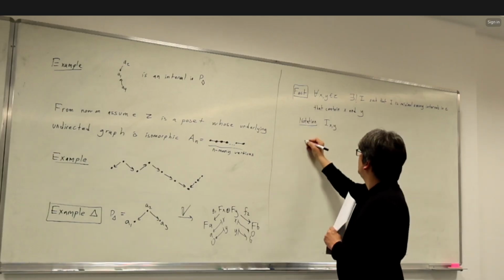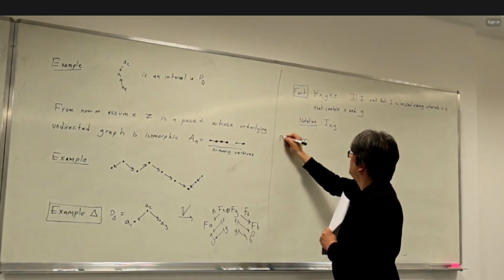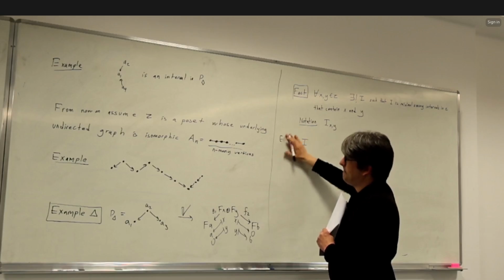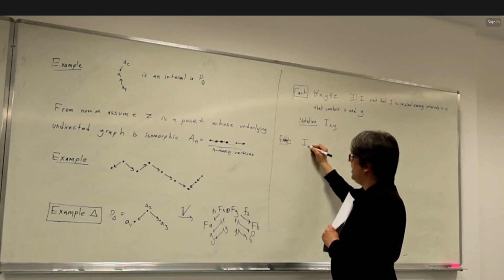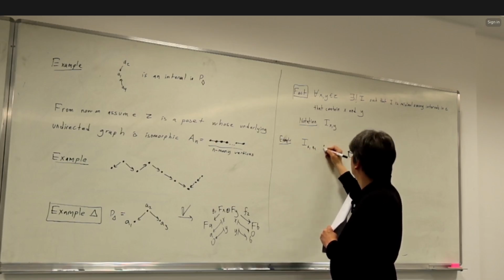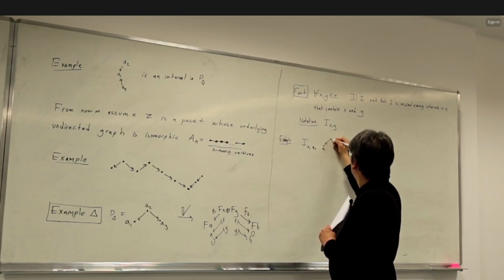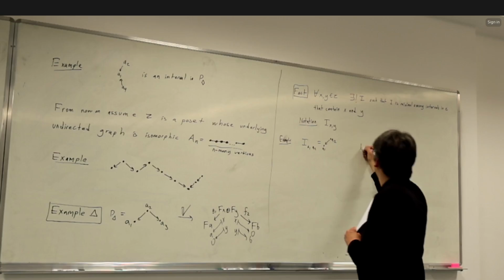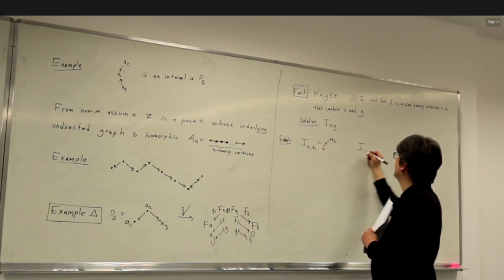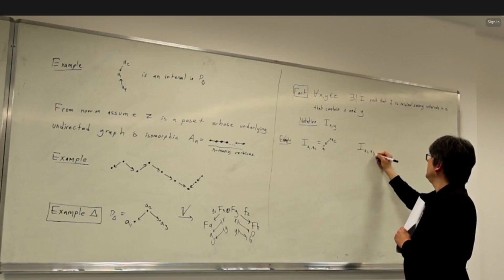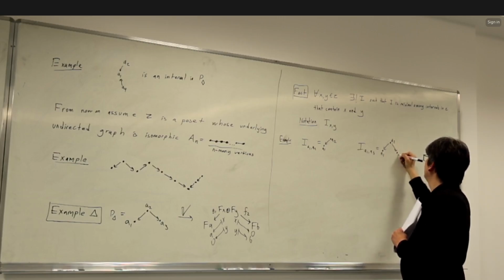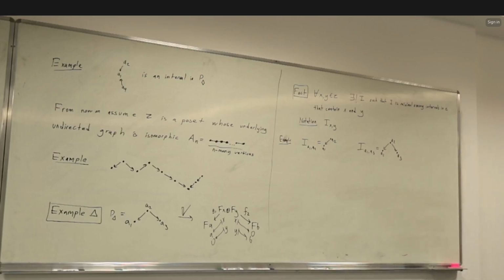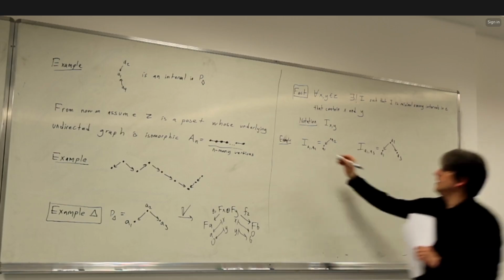So for example, in example triangle, I_{A1,A2} is just this A1, A2, and I_{A1,A3} is the whole thing. Okay. In the example triangle.